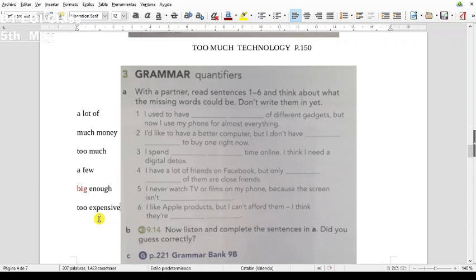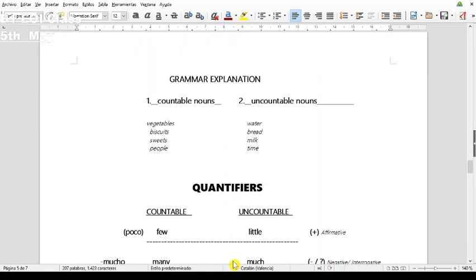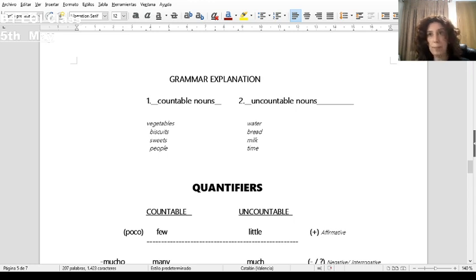Then, we are going to start quantifiers. Here you have quantifiers we have to know. Ready? Well, all explanation is in your book, page 221, unit 9b. But I prepared my explanation, then grammar explanation. To know this, I would like to, better. Hello, I'm here. Well, to learn quantifiers, we need to make a distinction.